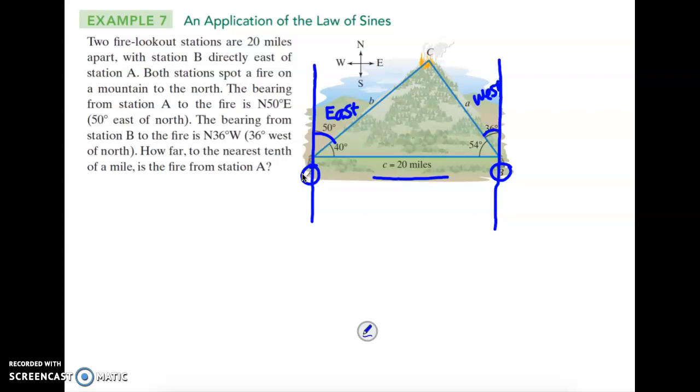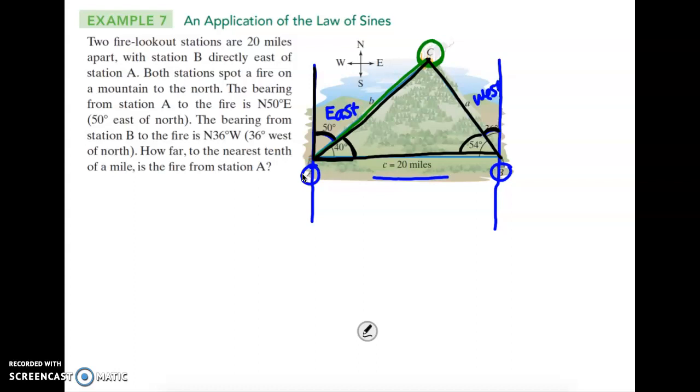How far to the nearest tenth of a mile is fire station A from the fire? So here's your fire sitting up here, and we want to find this distance. So that's going to be our unknown. So we have a triangle in the black. And to find the measures of these angles, this is a right triangle. So if this is 50 degrees, that would be 40. If this is 36 degrees, this would be 54. All right. So we need to find that distance B.